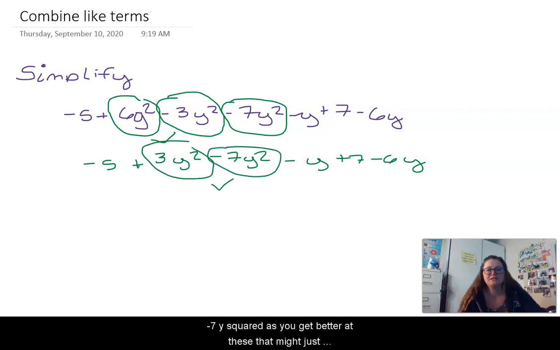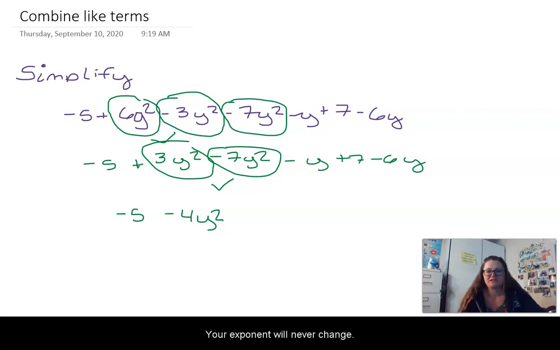As you get better at these, this all might be one step for you, but for now I'm going to break it into 2 steps to help make it simpler. 3 minus 7 is negative 4, and it's still y squared. The other thing to be really aware of when you're combining like terms, your exponent will never change. If they didn't have the same exponent, we couldn't combine them. So we have to leave that exponent the same. That's going to stay squared. Minus y plus 7 minus 6y.